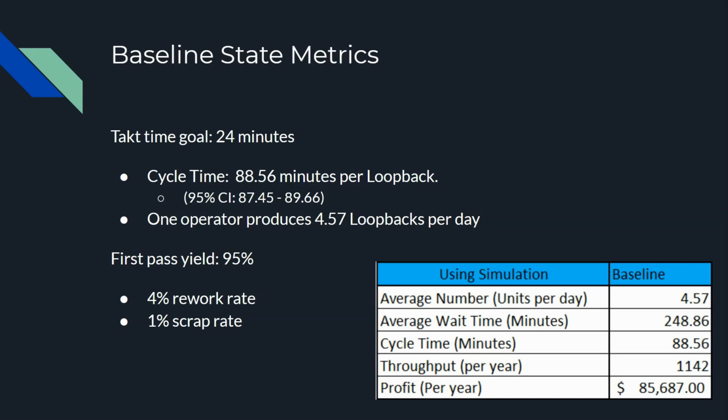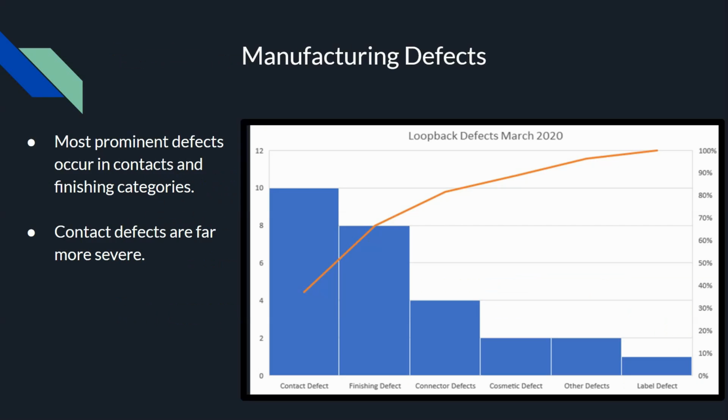From our data collection of the one loopback station, the team calculated a cycle time of 76 minutes per loopback. However, the simulation showed that the cycle time was closer to 88 minutes when we factor in rework and scrap, which the employees chose not to report. Now Renee will cover the manufacturing defects observed.